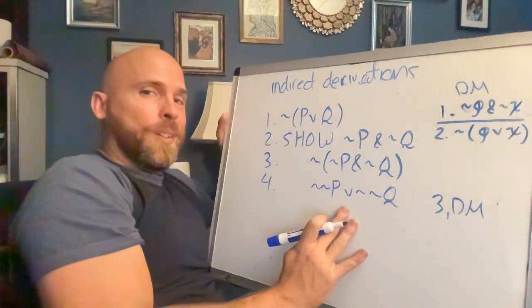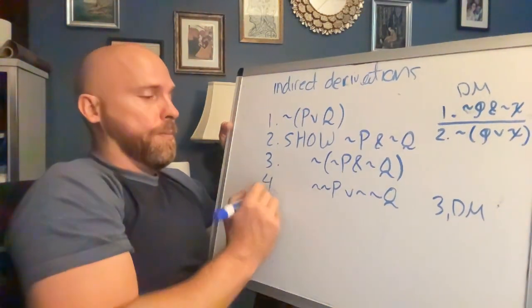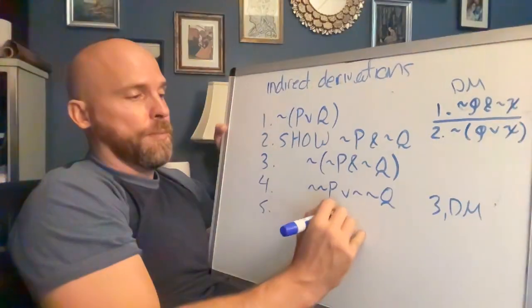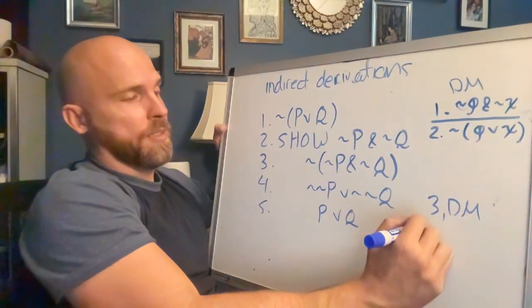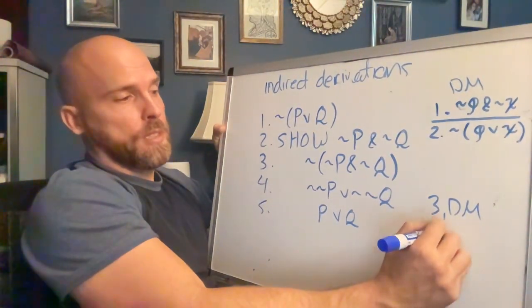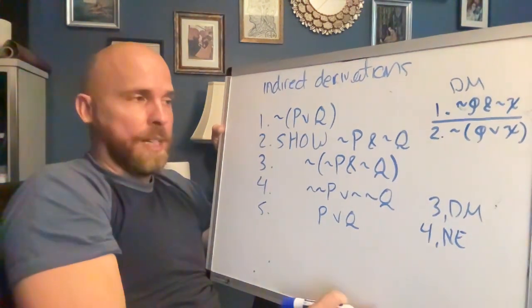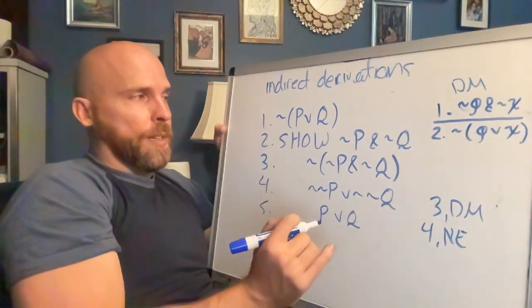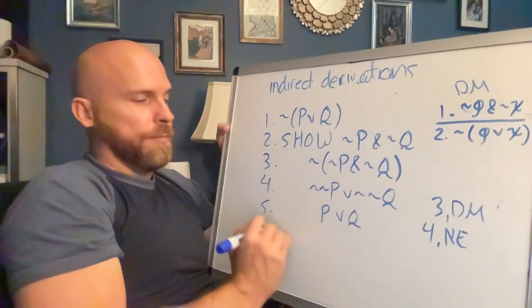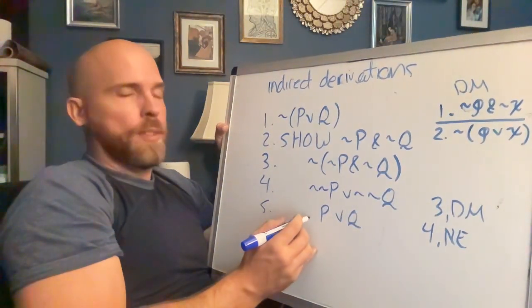I know how to get rid of double negations, for sure. I'm just going to drop them off, P or Q. Now I'm going to call that negation elimination. Not a big deal. Drop them off, add them on, drop them off. Okay, now what do I have? I have a contradiction.